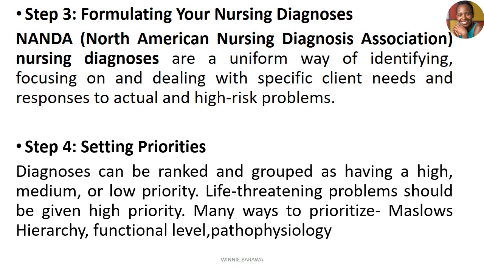You can, however, prioritize your nursing diagnosis based on different criteria. It's not just individual criteria. You can use many criteria. Some people prefer using Maslow's hierarchy of needs, whereby you have the physiological, belonging, self-actualization, and all those. You can still use Maslow's. Others use the functional level when it comes to setting priorities. Others will prefer using the pathophysiology. But at the end of the day, always have a rationale of how you came up with the criteria of prioritizing your nursing diagnosis.